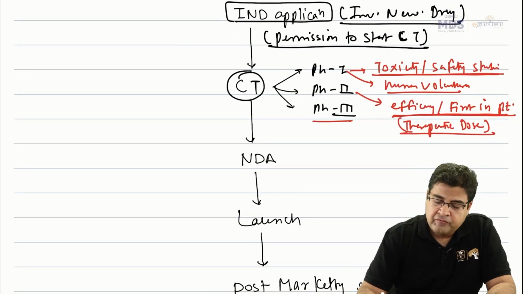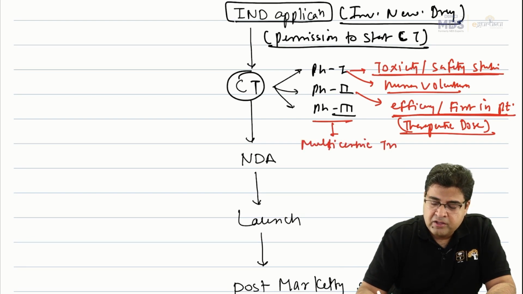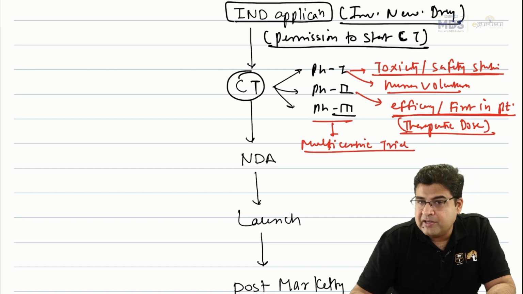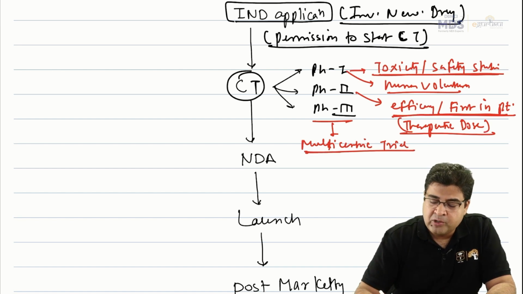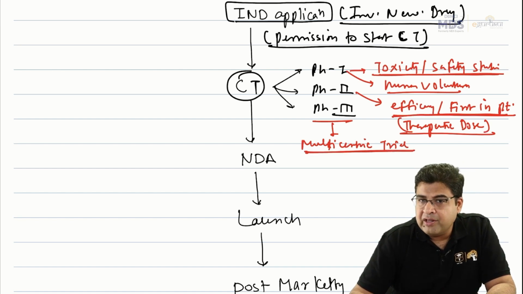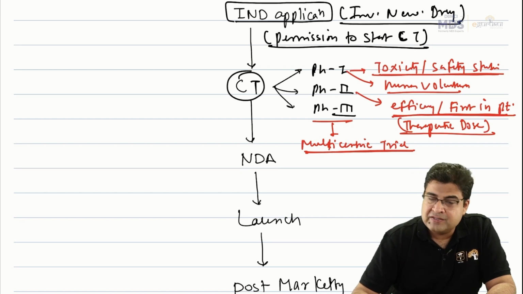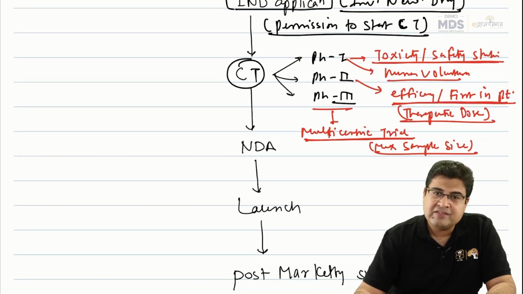Now phase 3 is a multicentric trial. So phase 3 is known as multicentric trial. Here the patients are admitted at multiple centers or multiple locations of the country, and the medicine is given to these patients. So phase 3 has the maximum sample size. So multiple locations, patients are admitted. So the maximum sample size is noticed in phase 3.